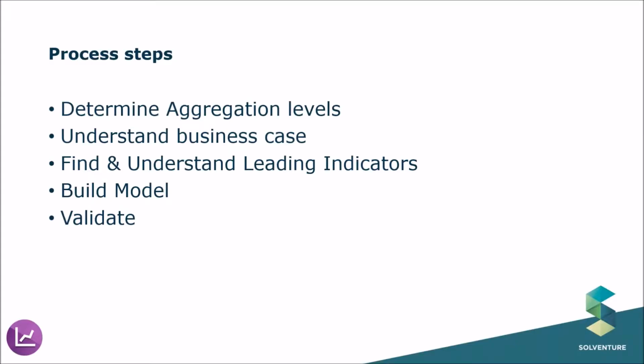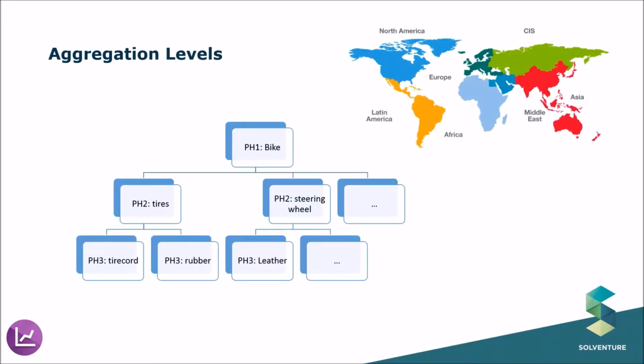So first of all, process steps. What are the steps we go through with customers? Is determine aggregation levels. I will come back to that. Understand the business case. So in the business environment, which type of environment are you in? That should help us to find and understand leading indicators. We build a forecast model which we validate based on your historical data, or which we run in parallel to your existing forecasting process to make sure that the selected indicators do indeed prove themselves, let's say in a kind of a real-life pilot.